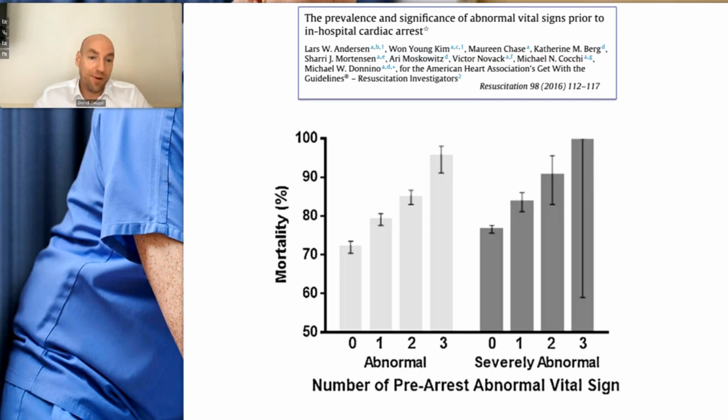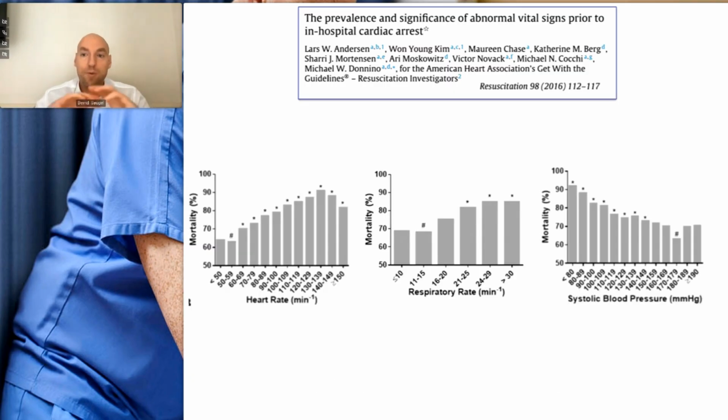And if we look at the number of pre-arrest abnormal vital signs and their relation to the mortality rate, you can see that the higher the number of abnormal vital signs, the higher the risk of dying. And this is also true within one vital sign. The more abnormal, the more pathologic a vital sign is, the higher the risk that the cardiac arrest will finally result in death.